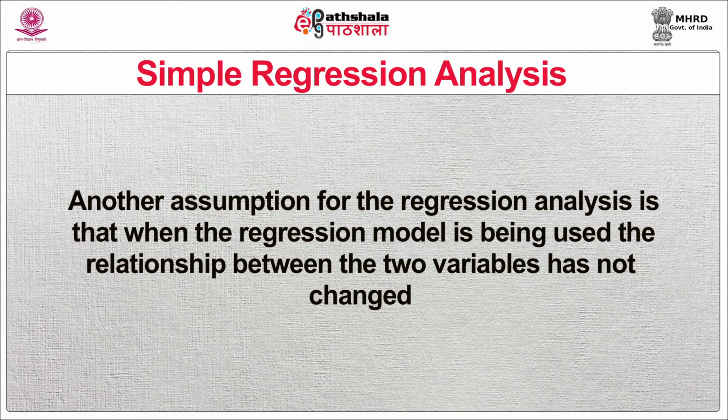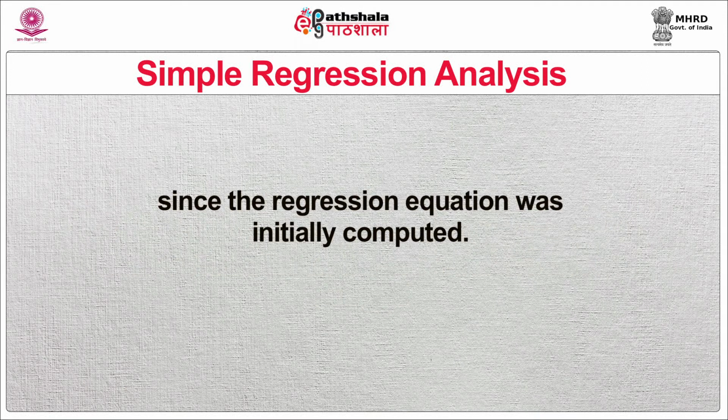Next, there is a clear indication of a direct relationship between the variables. This means that the two variables must be somehow concerned with each other, and unrelated variables won't show good regression results. Another assumption is that when the regression model is being used, the relationship between the two variables has not changed since the regression equation was initially computed. Lastly, the regression analysis can only be applied to predict values within the range and not values which are outside the range.